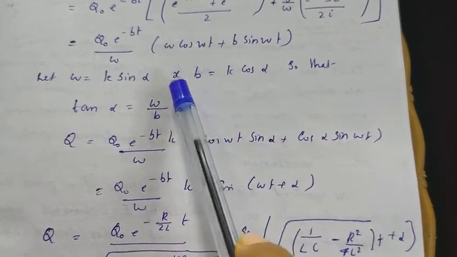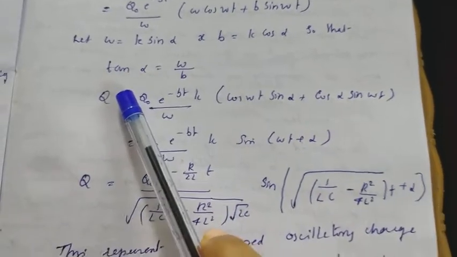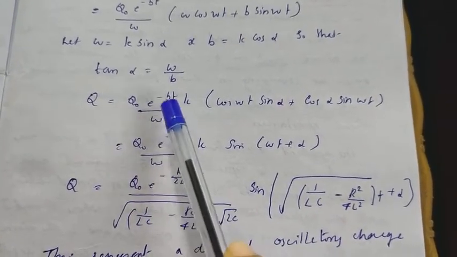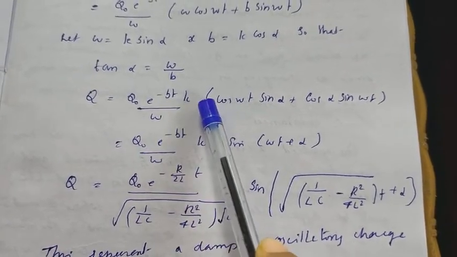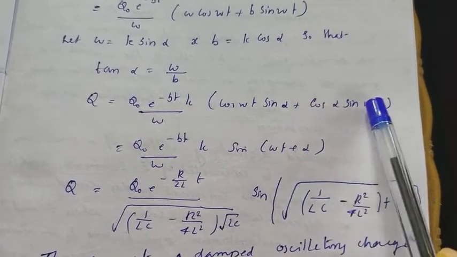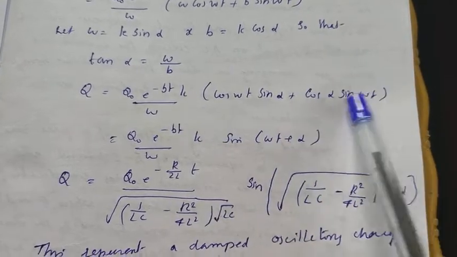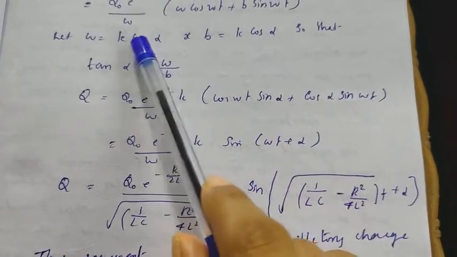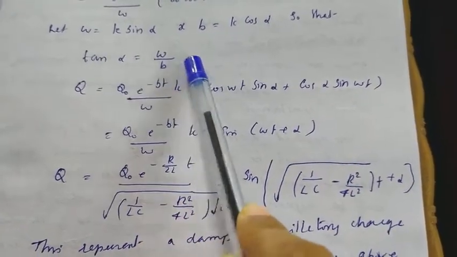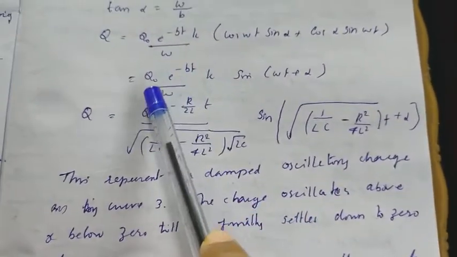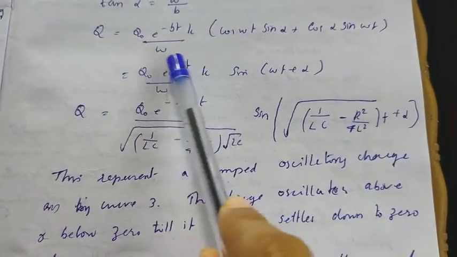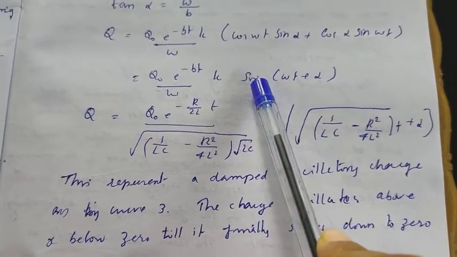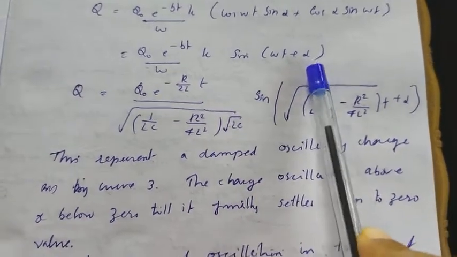If you put this into this equation, we will get q equal to q0 e raised to minus bt by omega into k cos omega t sin alpha plus cos alpha sin omega t. This is of the form sin a cos b plus cos a sin b. So this will become sin of a plus b, and from these two equations tan alpha will become omega by b. So this equation q will become q0 e raised to minus bt into k sin of omega t plus alpha.